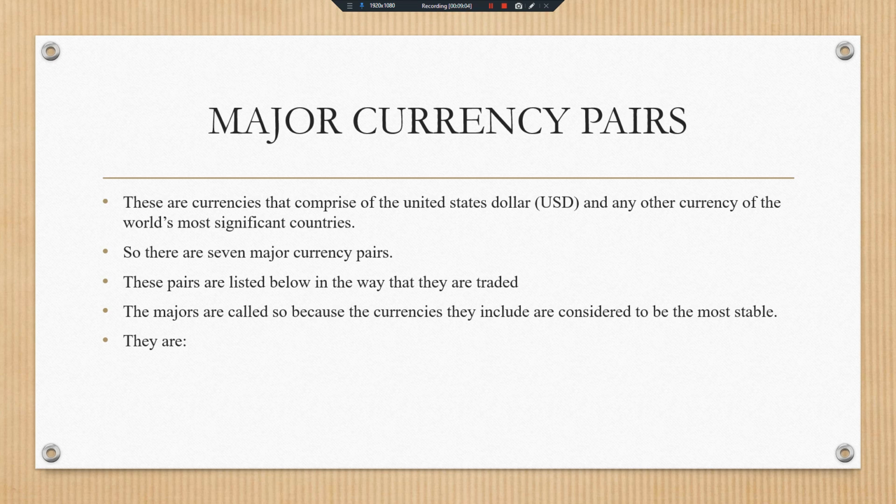So the major currency pairs are currencies that comprise the United States dollar, which is the USD, and any other currency of the world's most significant countries. So we have significant countries in the world. Once you get a significant country and you pair it with the dollar, ladies and gentlemen, then that currency will be put in the major currency pairs.